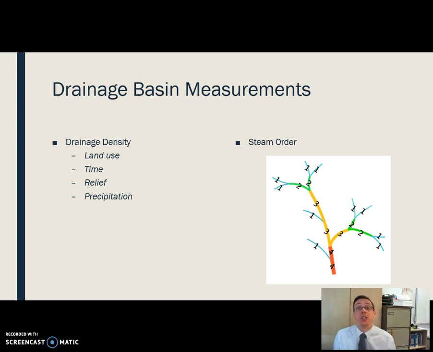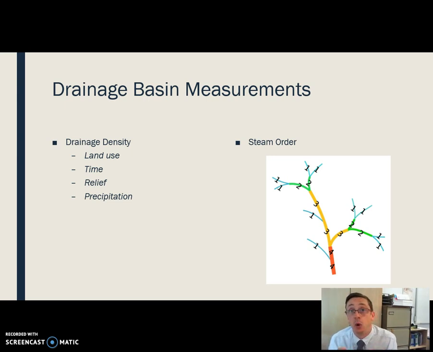The older a river system is, the lower its drainage density is. Conversely, with relief, the more uneven relief is in an area, the higher the drainage density is. And finally, precipitation. The more precipitation and the more intense precipitation that an area gets, the higher the area's drainage density is.